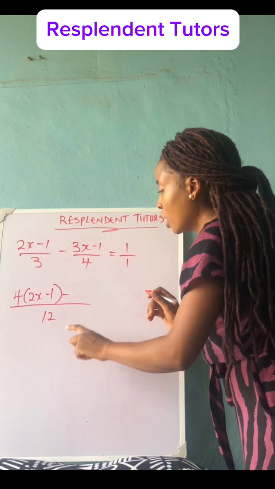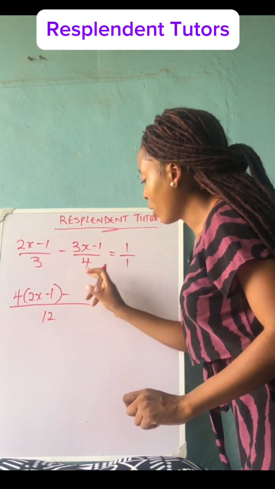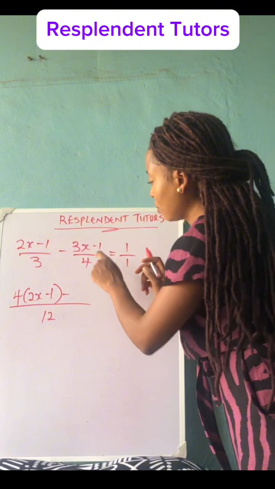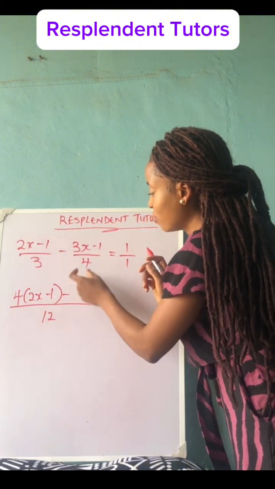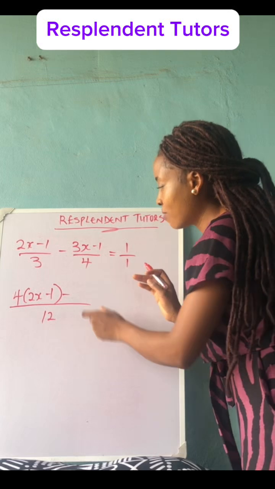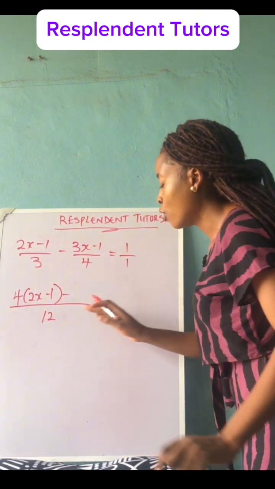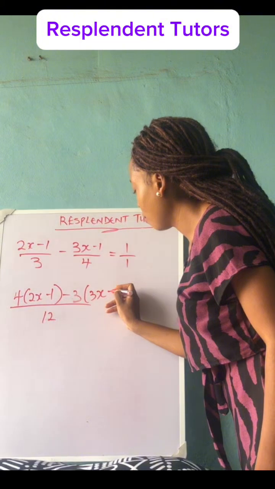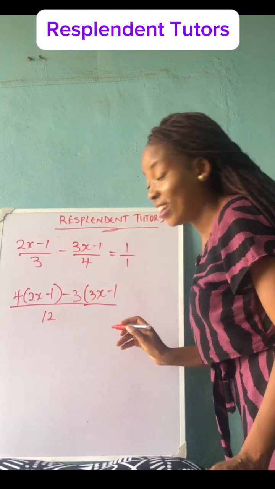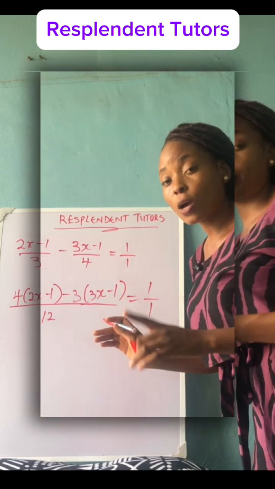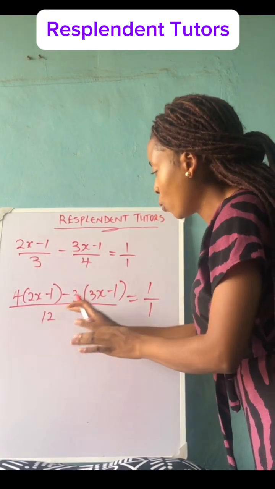Let's do it with the other one. 12 divided by 4, we have 3. 4 into 12 goes 3 times. So we'll bring our 3 here. 3 multiplied by the numerator. So first, you divide the denominator, then you multiply the numerator. That's just the system. Divide the denominator, multiply the numerator. Now our 3 goes into 3x minus 1. Can you see how easy that is? And then we have our equal sign 1/1.